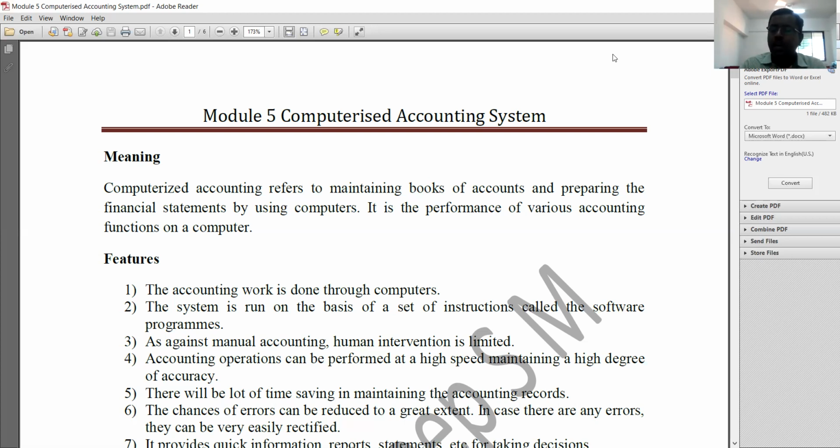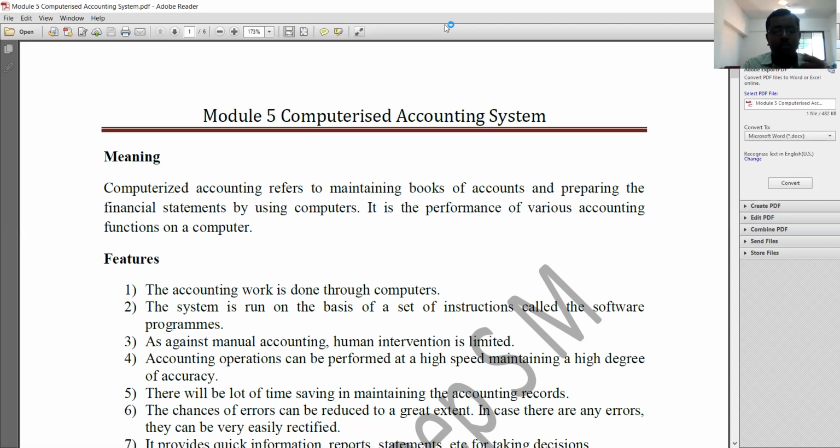I told you about around 7 functions: identifying, measuring, recording, classifying, summarizing, analyzing and interpreting, and communication of accounting information. In the manual accounting system, the accountant performs all 7 functions of accounting manually. But in the computerized accounting system, the same 7 functions are performed with the help of electronic devices or computers. That is called computerized accounting system.